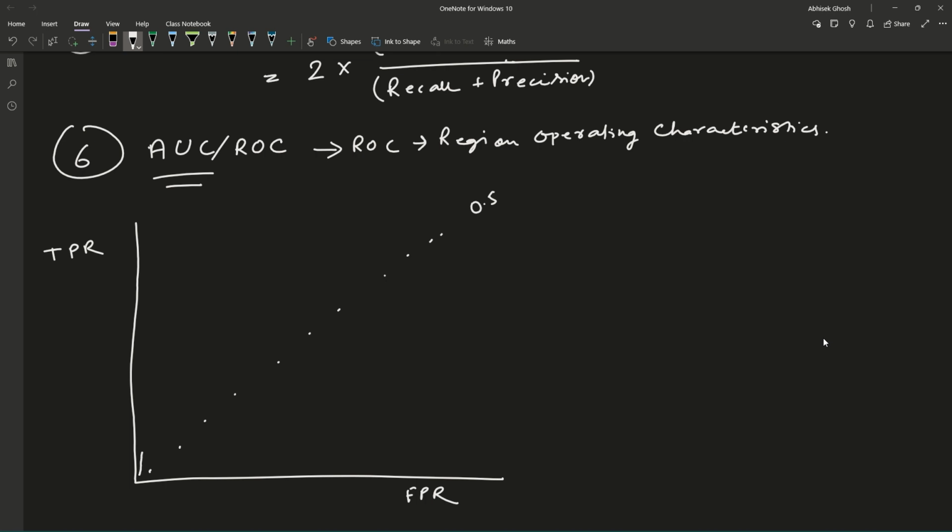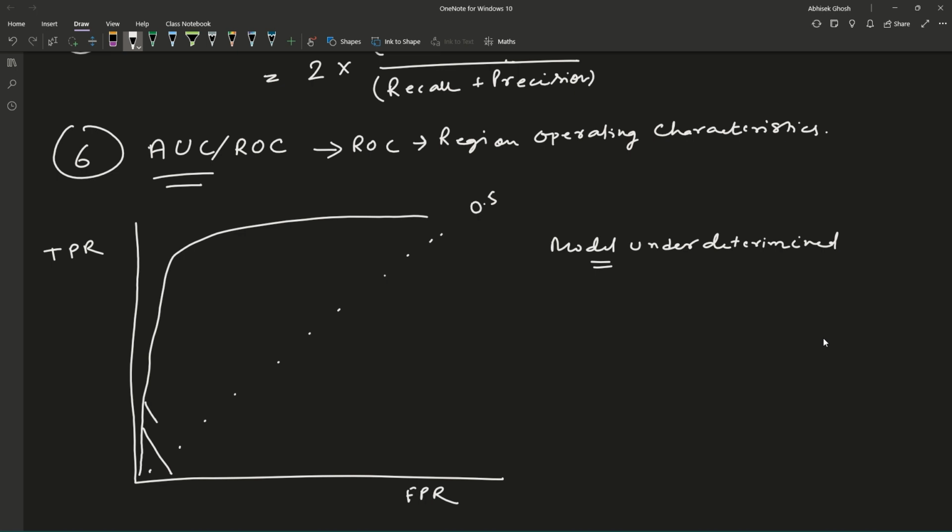So let's say our model is performing something like this. That means the curve is very close to the TPR, that is, the ROC is towards the upper left side, and that means the model is very good. And if the ROC is at the 45 degree, which is the 0.5 line, then our model is underdetermined. It doesn't know whether the particular y belongs to the 0 class or the 1 class. So the best possible choice is that we do not have a model that lies on this 0.5 line. Now the AUC is just the area under this curve.